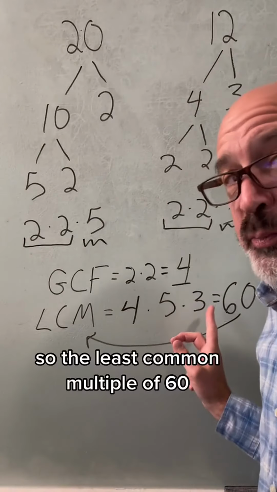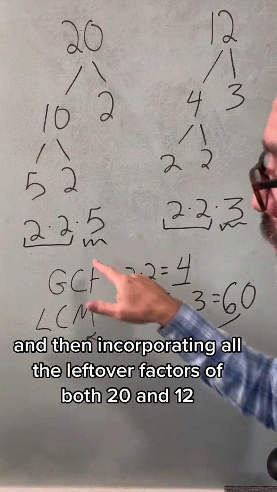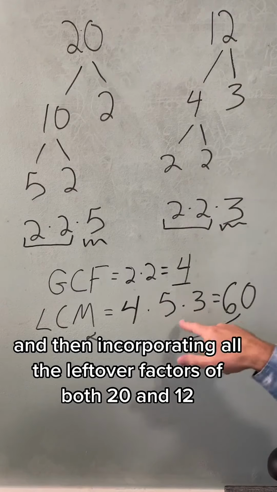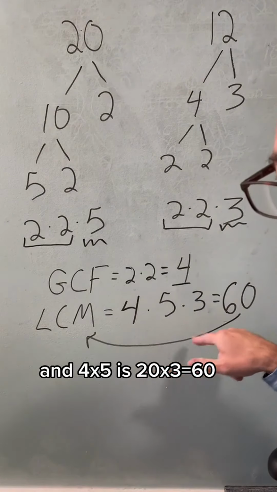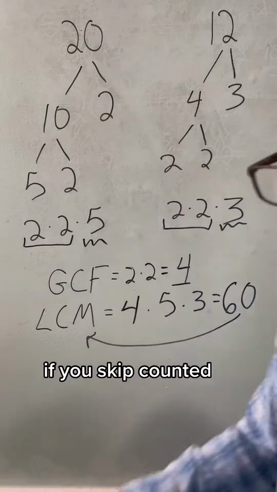So the least common multiple of 60 comes from using the greatest common factor of 4 and then incorporating all the leftover factors of both 20 and 12. And 4 times 5 is 20, times 3 is 60. So the least common multiple is 60. If you skip counted, you'd get that.